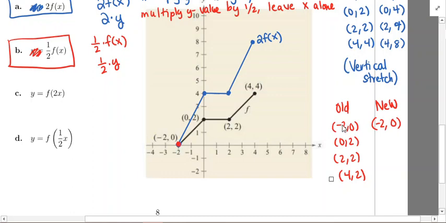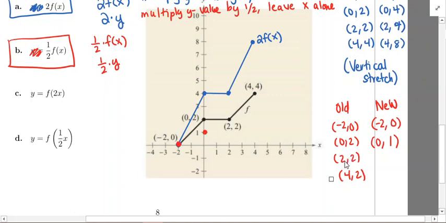Now I'm going to take a look at 0, 2. To transform it, the x coordinate will stay the same, and then you need to multiply the y coordinate by 1/2. 1/2 times 2 is 1. So this is going to go to 0, 1, which is right here.